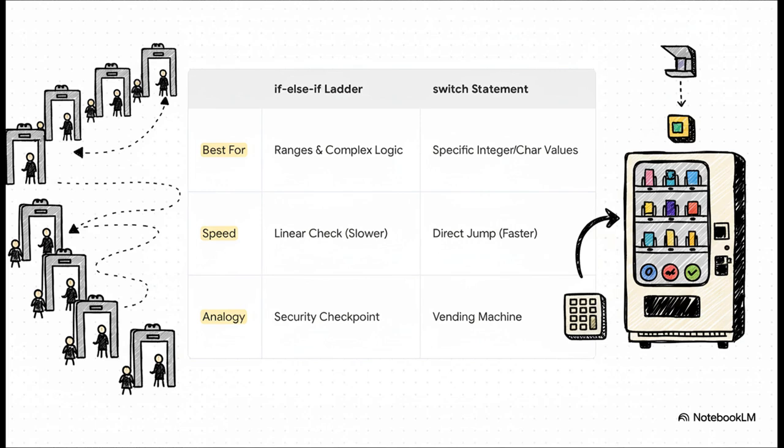The if-else-if ladder is like a security checkpoint. It has to check your ID, then check your bag, then check your ticket, one by one, in order. The switch statement, though, is a vending machine. You punch in B4 and it jumps directly to B4 to give you what you want. No checking A1 through B3. It's way more efficient for that specific job.